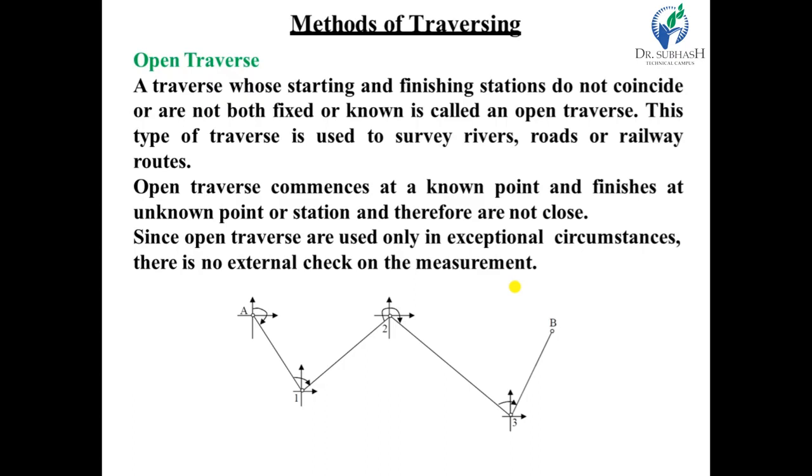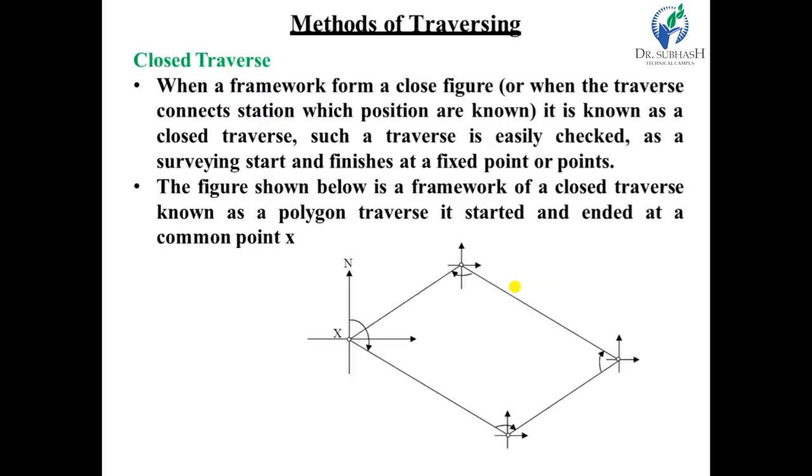Open traverses are used only in exceptional circumstances. There is no external check on the measurement, so we cannot apply the checks for angular measurement in the case of an open traverse. The second type is the closed traverse. You can see in the picture that the traverse is closed from the starting point to the ending point and has a clear boundary region with some shape.